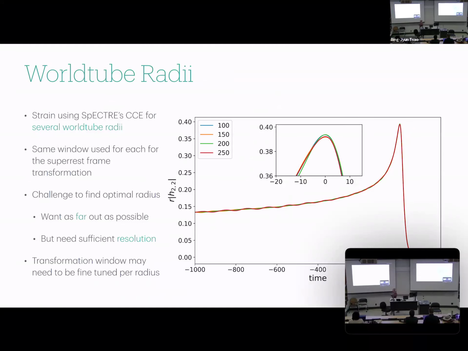All right, and so then this plot is showing another aspect of systematics, which is that I mentioned how you take a finite radius world tube and then evolve it out to infinity with SpECTRE CCE, but you could do that with multiple different initial world tube radii. So here I'm showing the results of feeding it all the way through CCE, but if you started with different world tube radii. And you can see decent agreement, but not perfect agreement here.